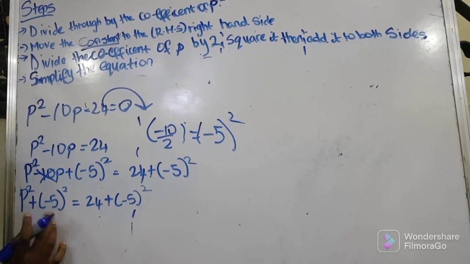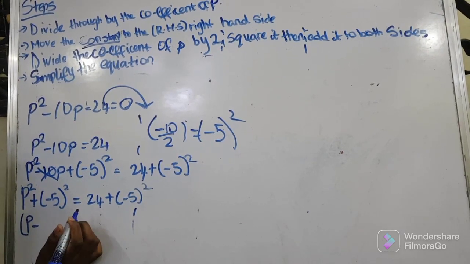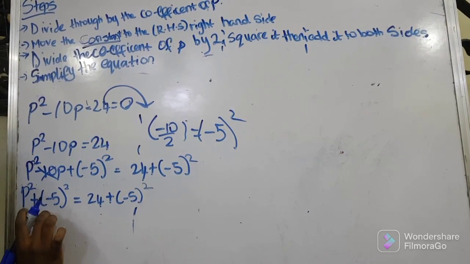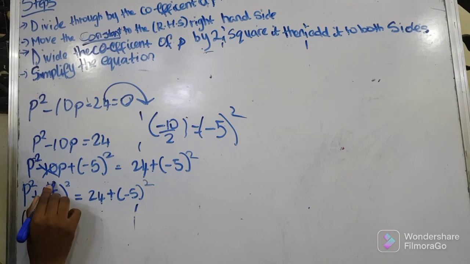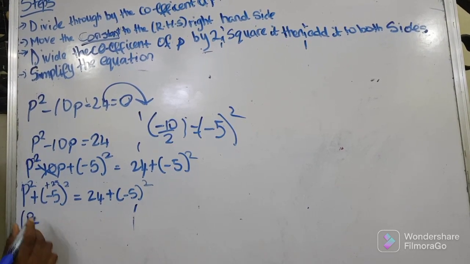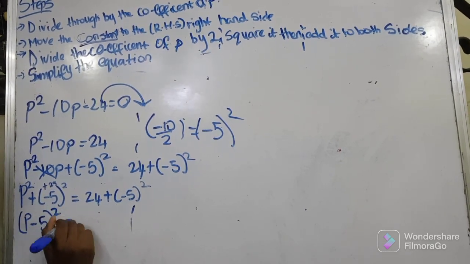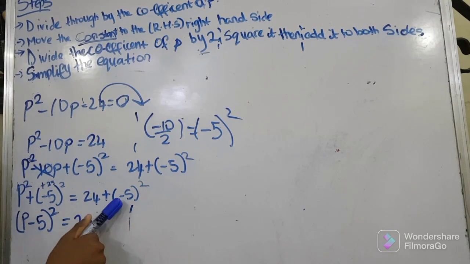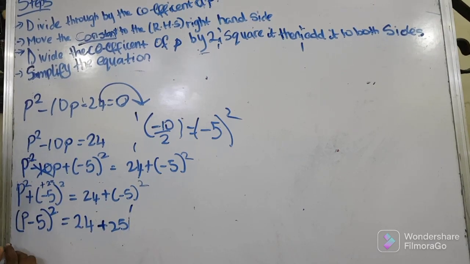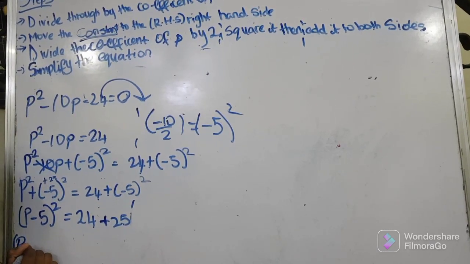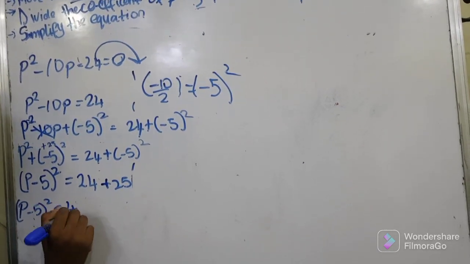So since these two have square, I'll just do p minus 5 square equals to 24 plus 25. Minus 5 times minus 5 is going to be equals to plus 25. Like I said, minus 5 times minus 5 equals to plus 25. P minus 5 square equals to 24 plus 25 is equals to 49.